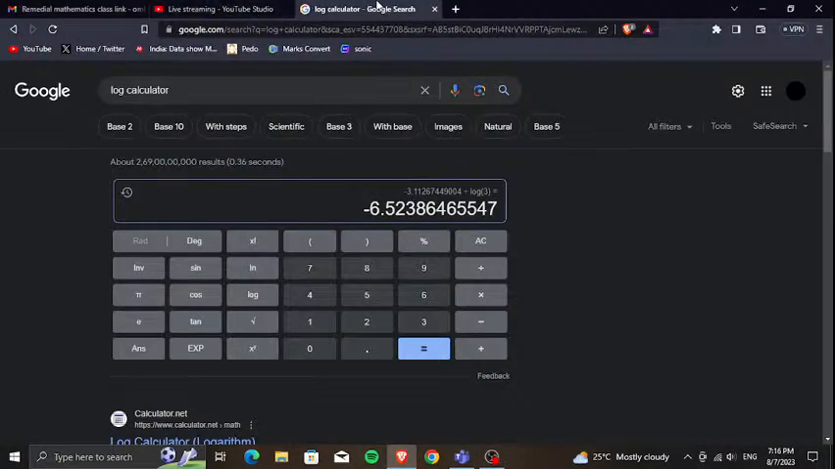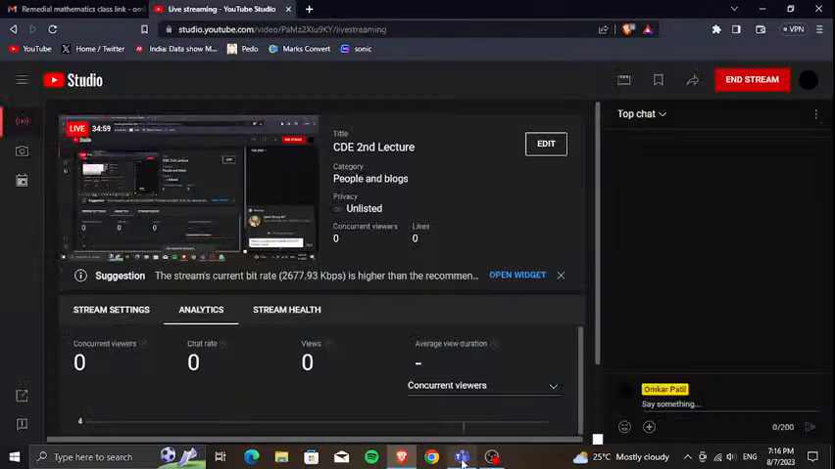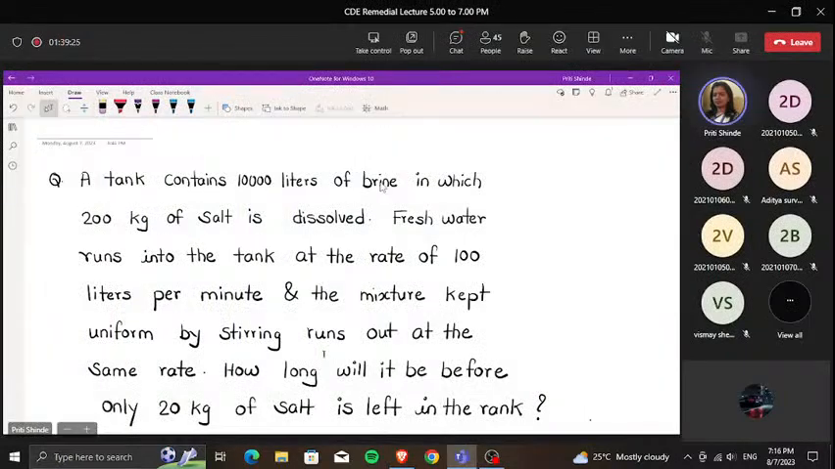A tank contains 10,000 liters of brine in which 200 kg of salt is dissolved. Fresh water runs into the tank at the rate of 100 liters per minute. So first write down the problem statement, read your problem statement 2 to 3 times, and then accordingly draw a rough diagram.